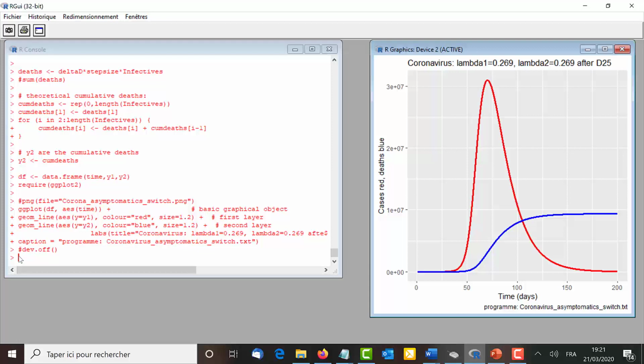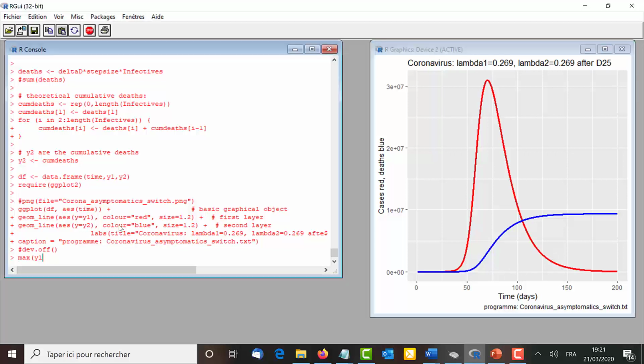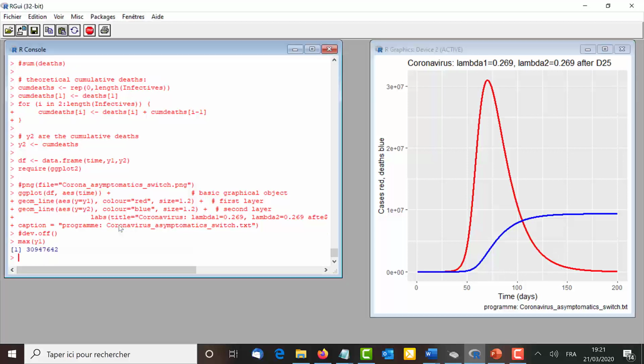So I can see, as we saw yesterday in the curve, that I've reproduced the curve, this tremendous outbreak that goes up to over 30 million cases in the course of the disease. I have variables y1 and y2. Y1 is the number of infectives, so that's 30 million. It goes up to 30 million, the red curve.